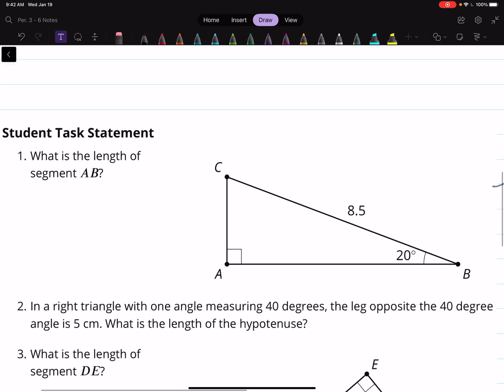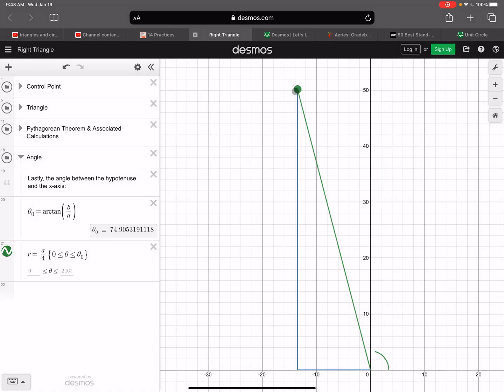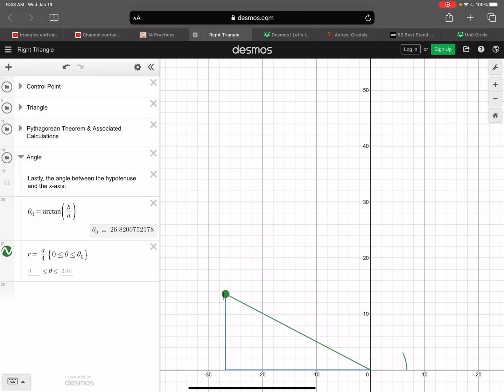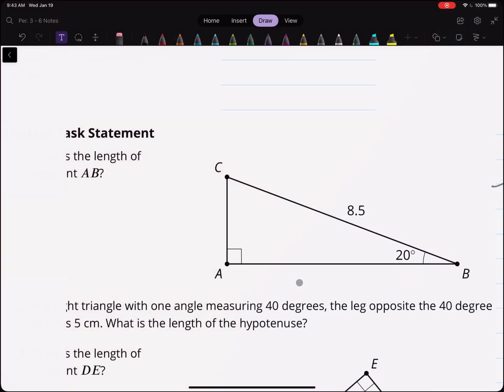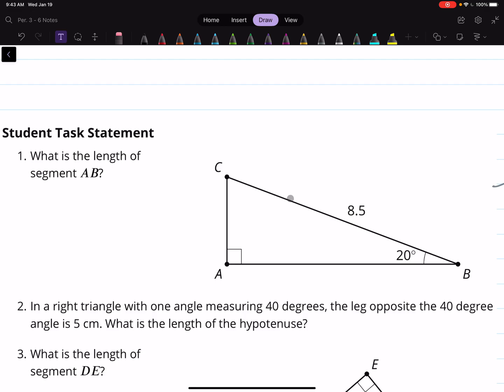Same thing, right? Now, before we found the angle, now we want to find the length of AB. Okay, how do we find the length of AB? You need to use this tool again. So let's draw it. So we're going to get 20 degrees. You guys see that's about 20 degrees. And the hypotenuse is going to be about 8.5.